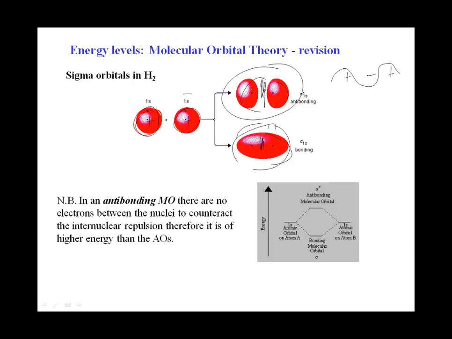So that's the basic principles of molecular orbital theory. You have a bonding and an antibonding combination. Here I just elaborate on this for your notes. This is an energy level diagram. The way you usually write this is you have your two atomic orbitals on each side, and then you have a lower energy bonding molecular orbital and a higher energy antibonding molecular orbital.